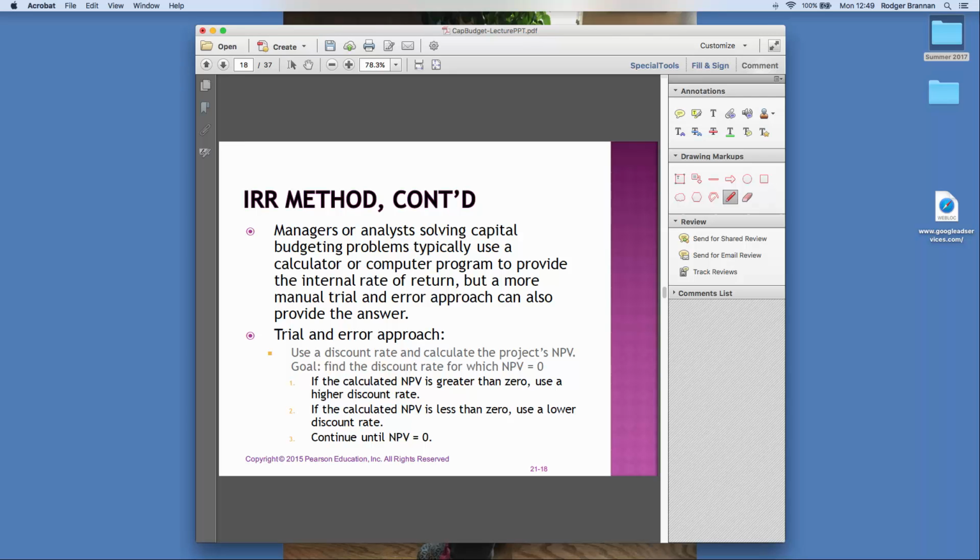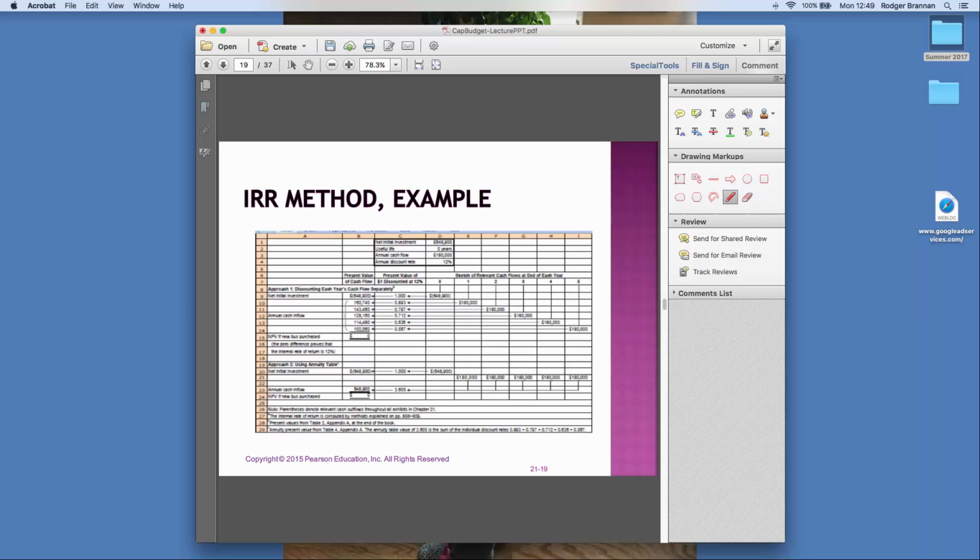So the idea here is internal rate of return is kind of tricky to do. You want to make the net present value equal 0. So you have to give it an interest rate here that you're going to play around with. In this case, they said, well, okay, let's try this amount, 12%.